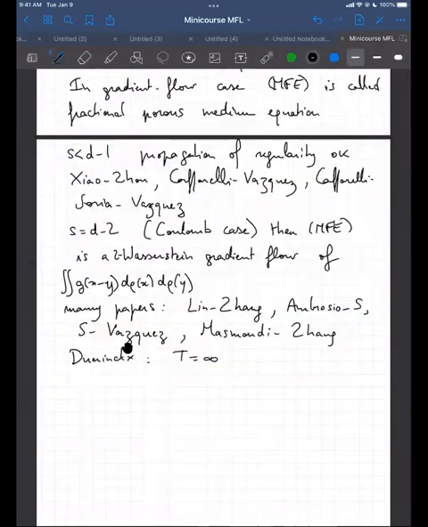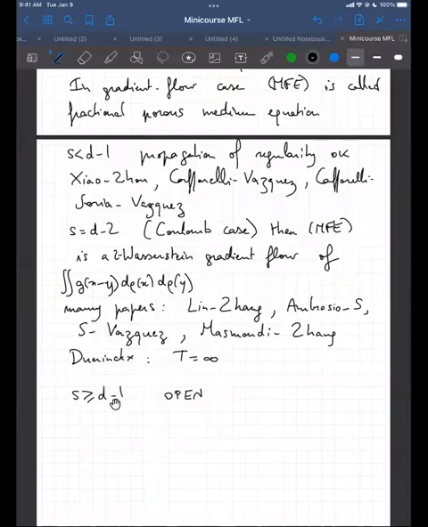Okay, so at the end of this, the conclusion is everything that you need is kind of known for S less than D minus one, but S bigger than D minus one is apparently quite open. So it could be that the theorem is empty when S is bigger than D minus one.